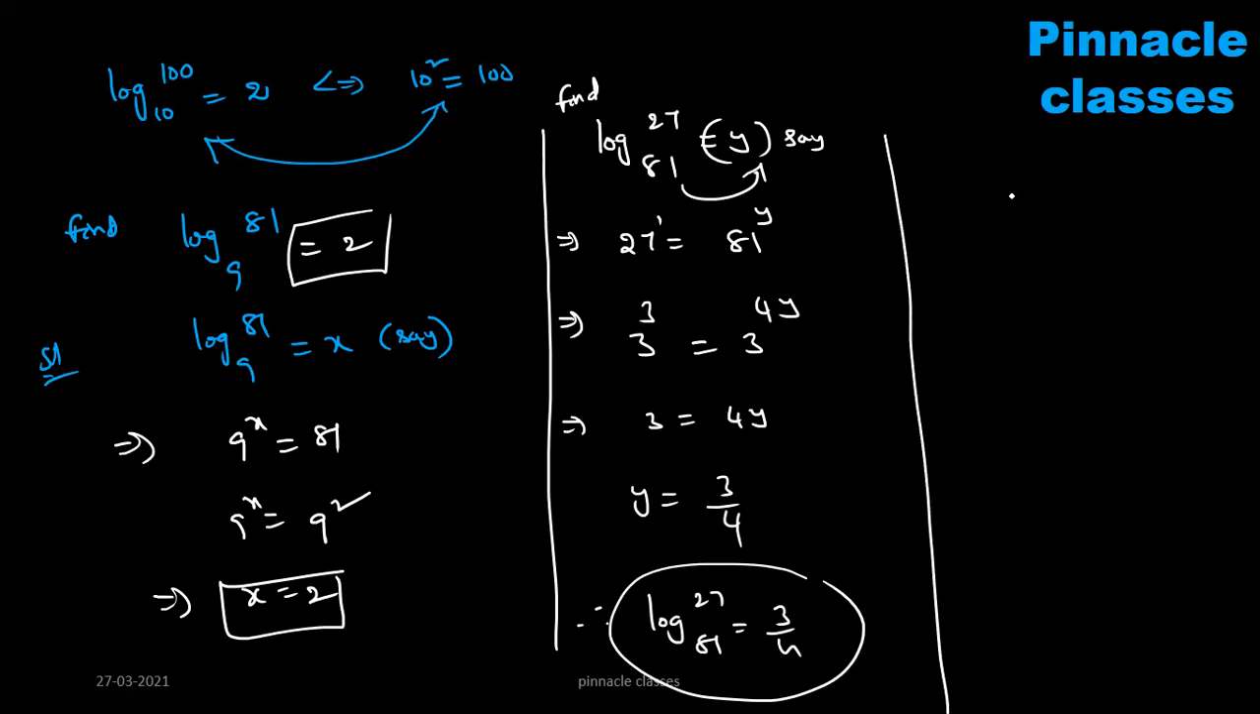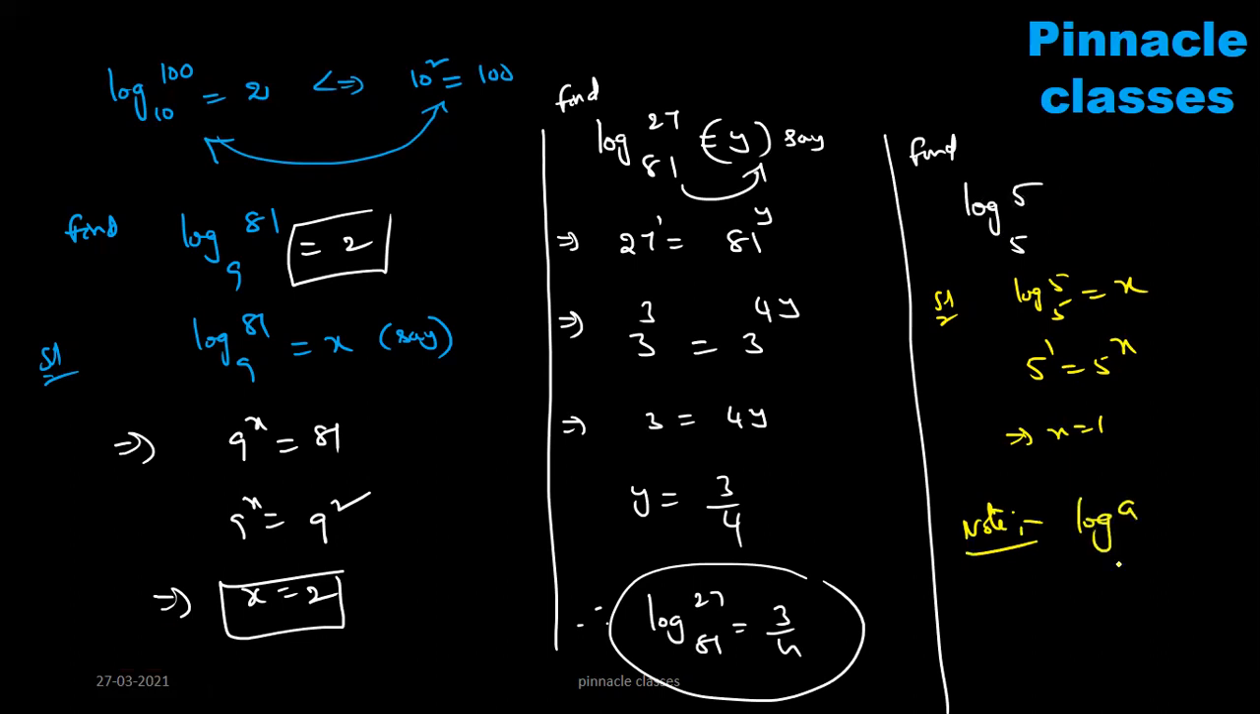Similarly, log 5 to the base 5. What is your answer? 1. Log 5 to the base 5 means here number and base both are same. What is the answer? 1. So 5 power 1 is equal to 5 power x. x is equal to 1. So keep it in your mind note. Log a to the base a is always equal to 1. Conditions apply. a must not be equal to 1 and a should be greater than 0.